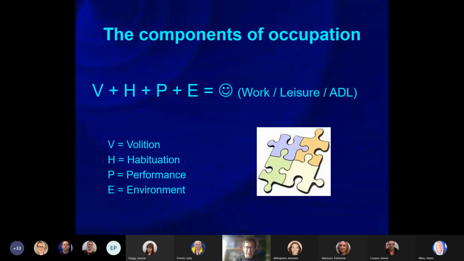So for our smiling friend here to be able to produce successful occupation in terms of self-care, productivity and leisure, they will need adequate motivation and confidence, the volition. They'll need some structure and organization, routines and roles which shape and guide how they carry out self-care, productivity and leisure. They'll need the motor, process and communication interaction skills to be able to do those things. And ideally, they'll need a supportive environment to help them as well.